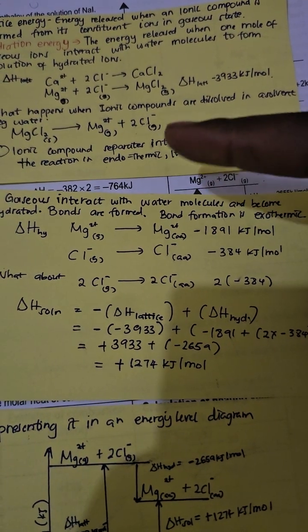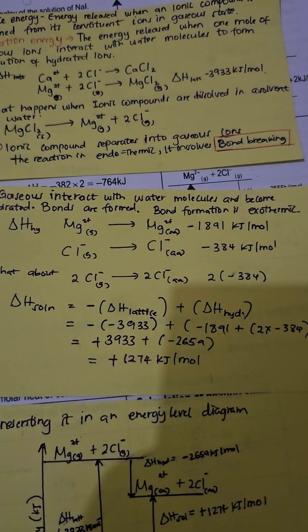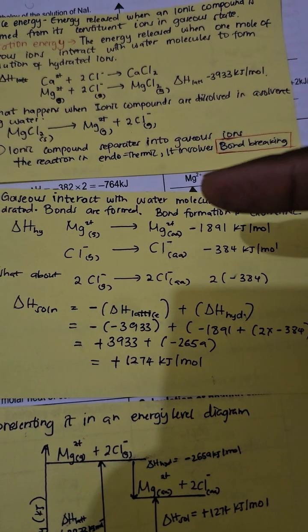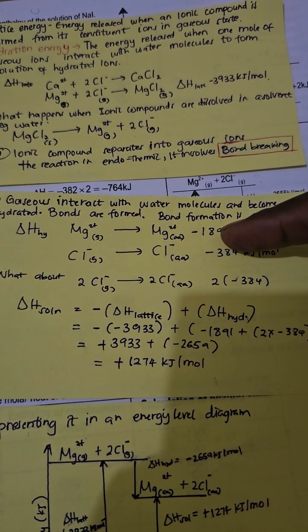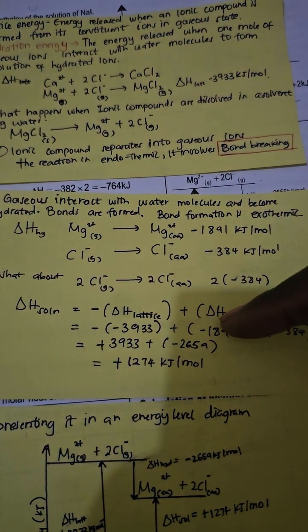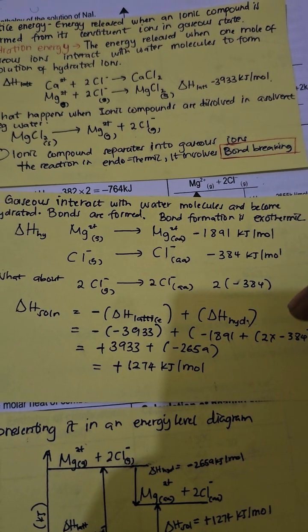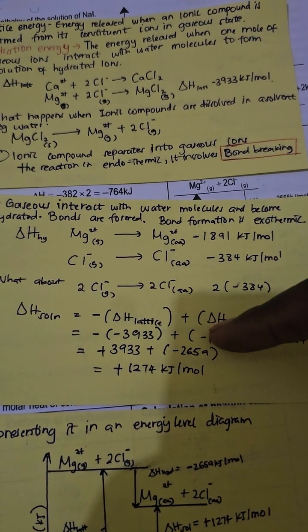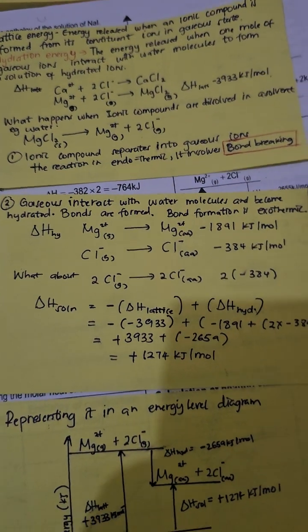These ions are in gaseous state. When they interact with water molecules, they form bonds. And as they form bonds, heat is being released because bond formation is an exothermic process. So that is why here we're just going to add them the way they are. Negative 1891 plus that one. Yeah, your answer was coming to positive 1274 kilojoules per mole.